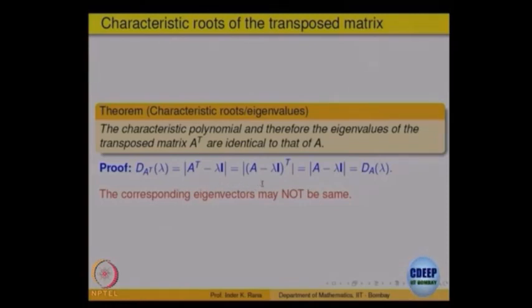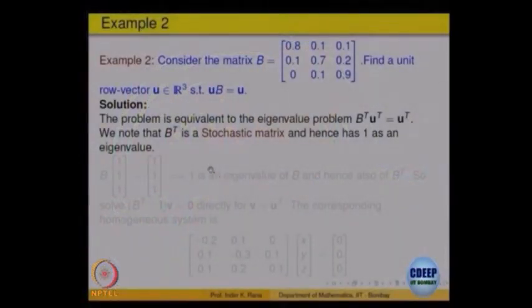See, the determinant of A is the same as the determinant of A transpose, right. So, finding the characteristic polynomial for A is the same as finding it for A transpose. Eigenvalues will be the same, but eigenvectors may not be the same for both, because you will be taking A minus lambda I or A transpose minus lambda I, and that will change. So, for computation of eigenvalues you can replace A by A transpose if you want. Here is one example of that. Look at this matrix, some funny looking matrix. We want to find a vector u so that u times b equals u.